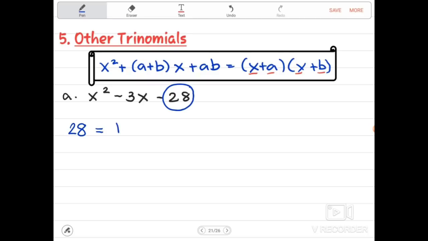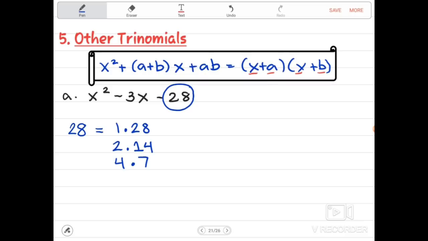So, una, 1 times 28. Next, 2 times 14. Pwede ba siya sa 3? Hindi. How about 4? Pwede. 4 times 7. 5 hindi. 6 hindi. 7, babalik na tayo. So, 7 times 4, parehas siya sa 4 times 7. Ibig sabihin na ilista na natin lahat ng factors ng 28.